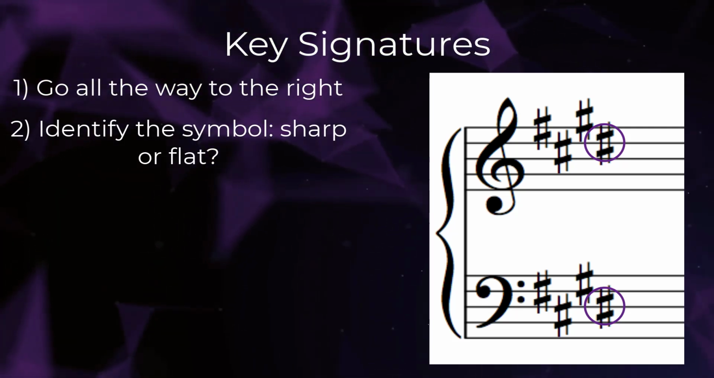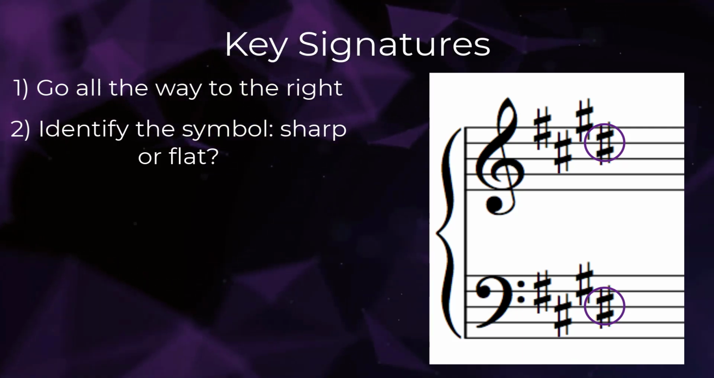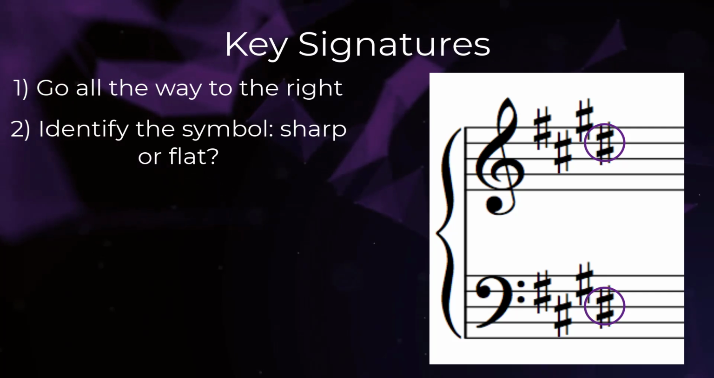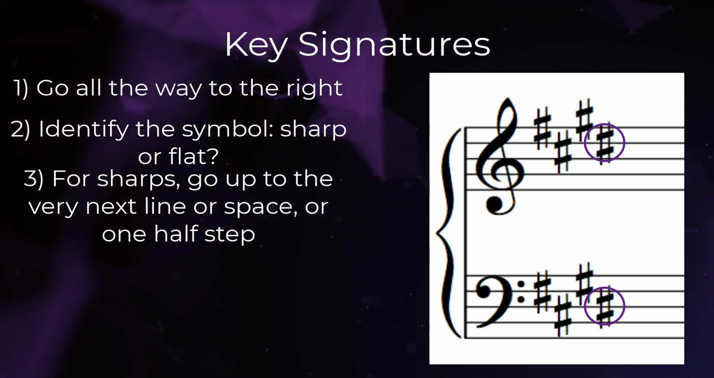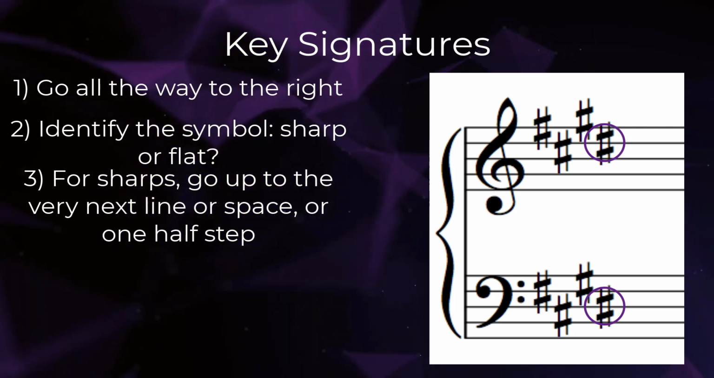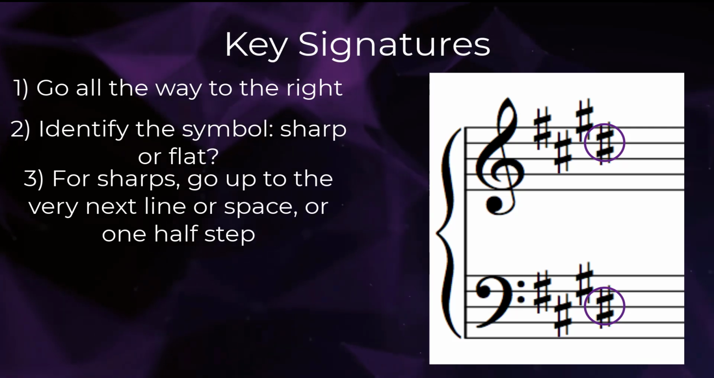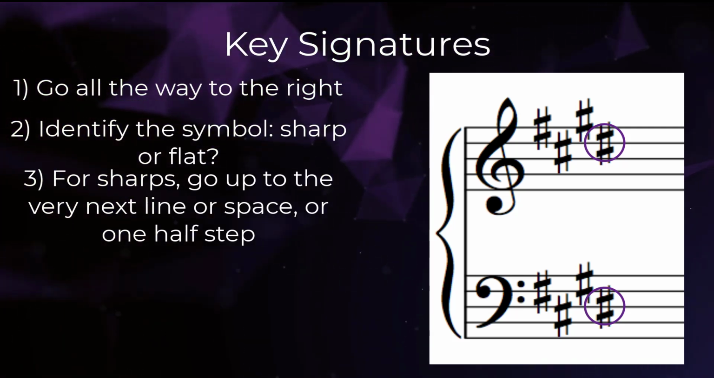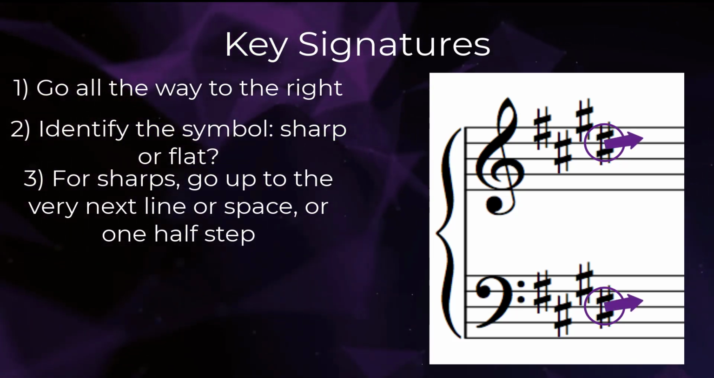Here we have sharps. Step 3 gets a little tricky, but it is the same based on which symbol you identified in step 2 for all instances. For sharps, go up to the very next line or space from that rightmost symbol, or up 1/2 step. Here, our last sharp is on D sharp, so we go to the next line, or in this case, a space, and write a note head on this space.